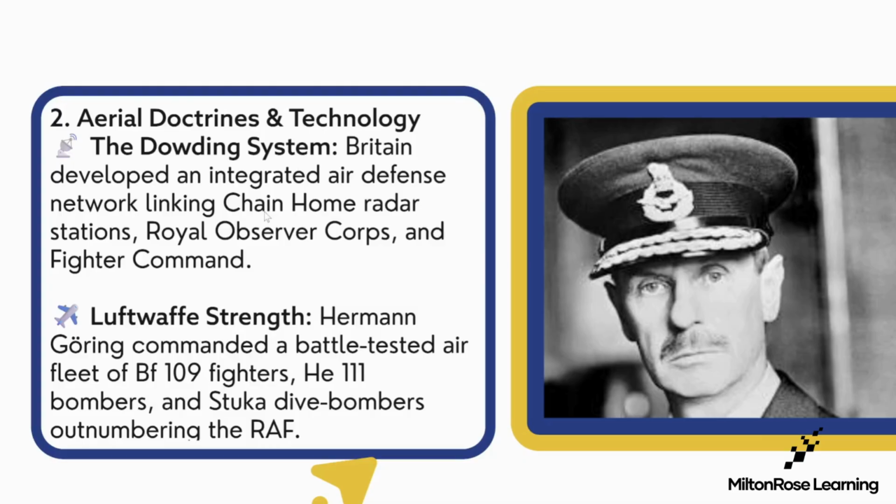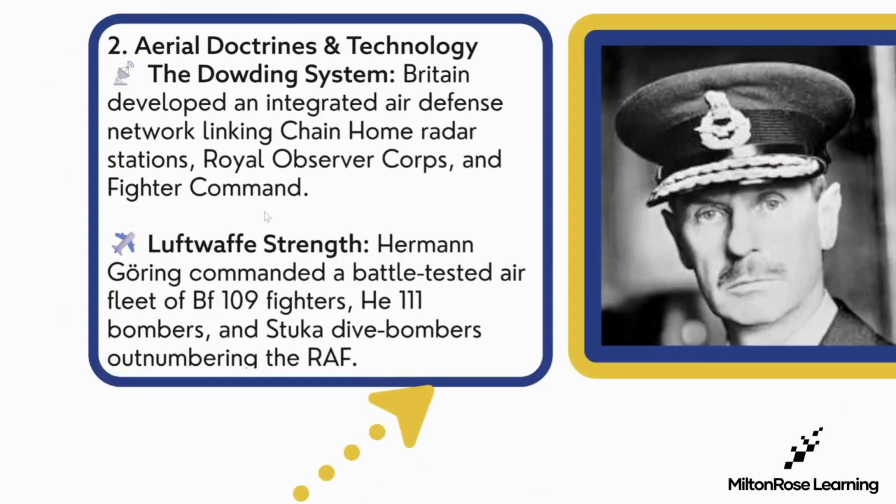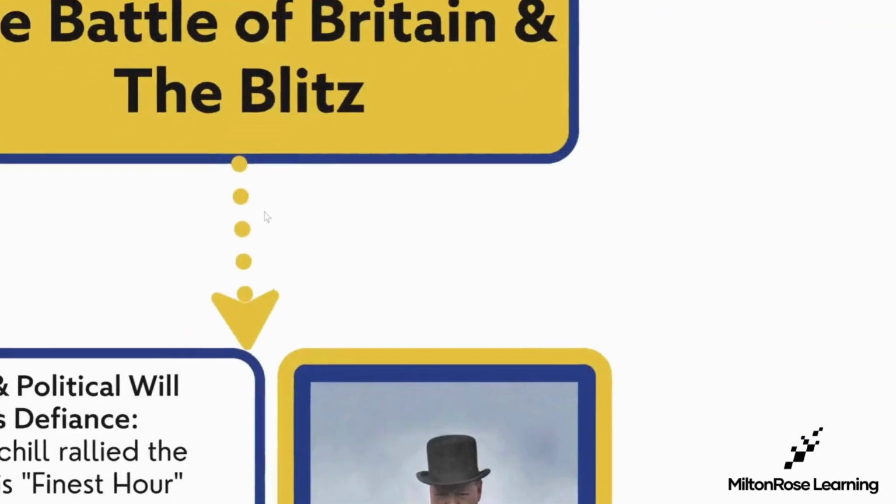Luftwaffe strength as well. So Hermann Göring commanded a battle-tested air fleet of Bf-109s, also known as Messerschmitts, HE-111 bombers, Heinkels, and Stuka dive bombers, which did outnumber the RAF. Okay, at this point, it wasn't as well led as probably the RAF in the Battle of Britain, but nevertheless, it had formidable strength, and it was fairly fresh from the victory over France.